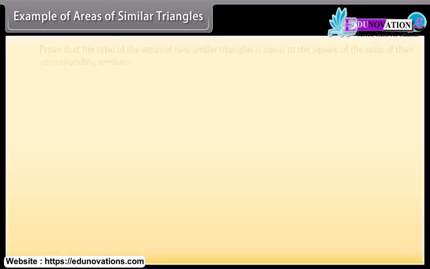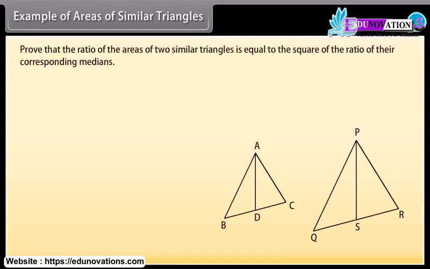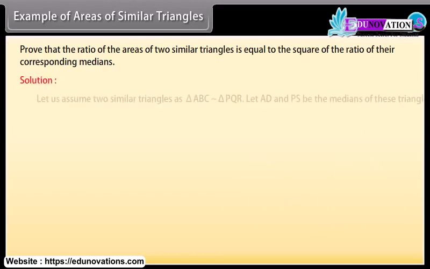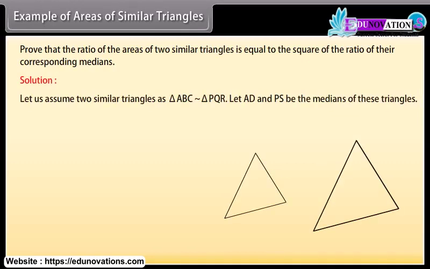Example. Prove that the ratio of the areas of two similar triangles is equal to the square of the ratio of their corresponding medians. Solution. Let us assume two similar triangles, triangle ABC is similar to triangle PQR. Let AD and PS be the medians of these triangles.